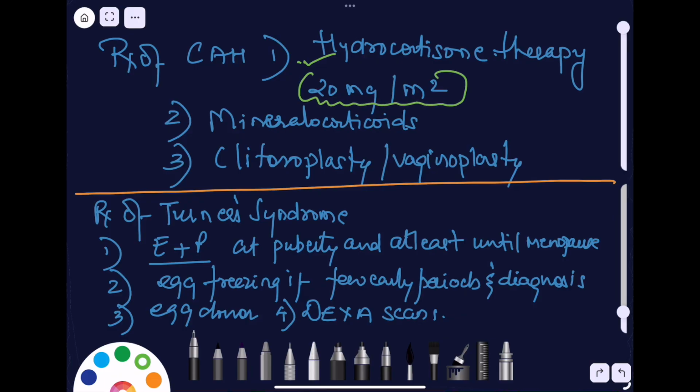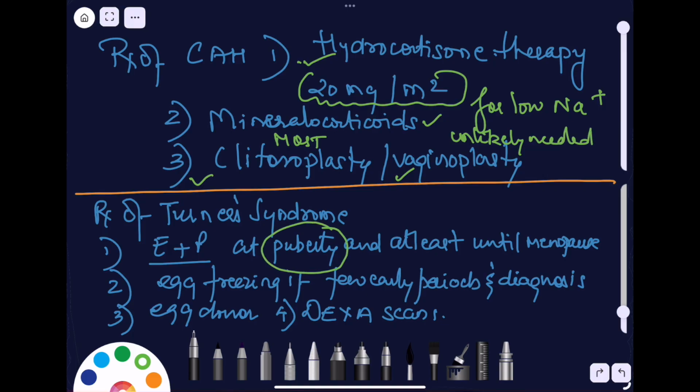So treatment of congenital adrenal hyperplasia is with hydrocortisone therapy. This decreases the levels of pituitary ACTH, and supplementation with mineralocorticoids as they have reduced sodium levels. From a plastic surgery point of view, these patients will need clitoroplasty and vaginoplasty, and they will be reared as females.